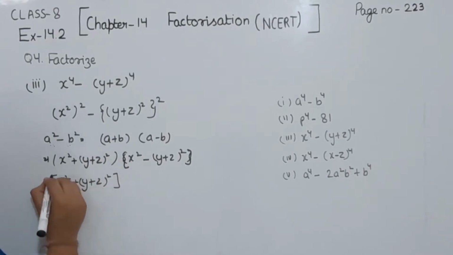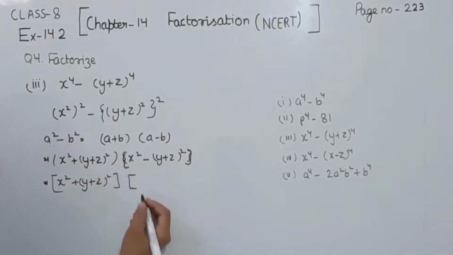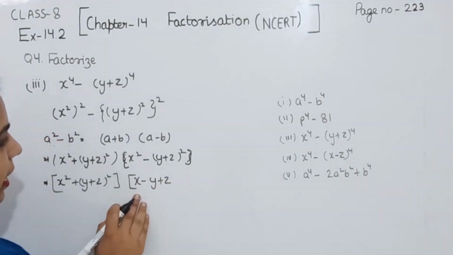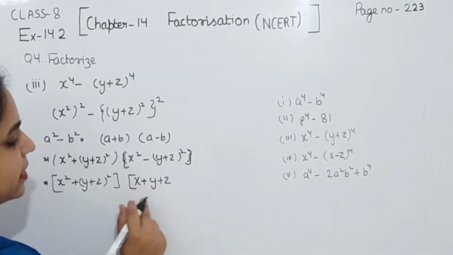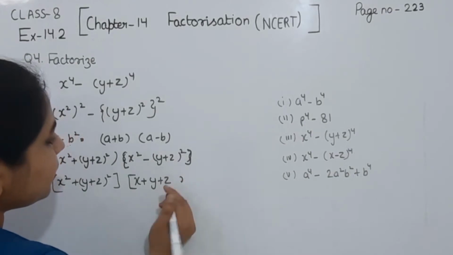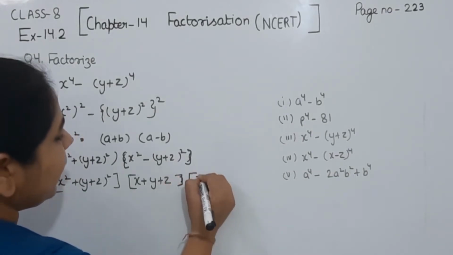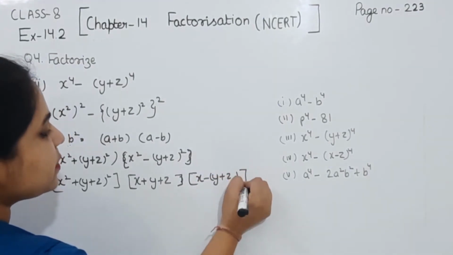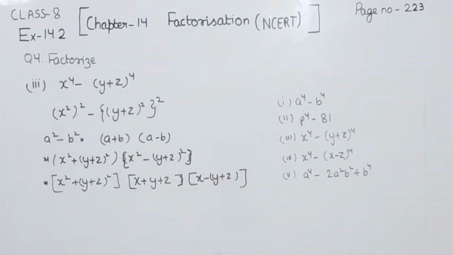Now I am going to use the formula here. In this one we have x minus y plus z, and in this one we have a plus b. Now I am going to write here a minus b. This one we are having. Now I am going to solve it further.